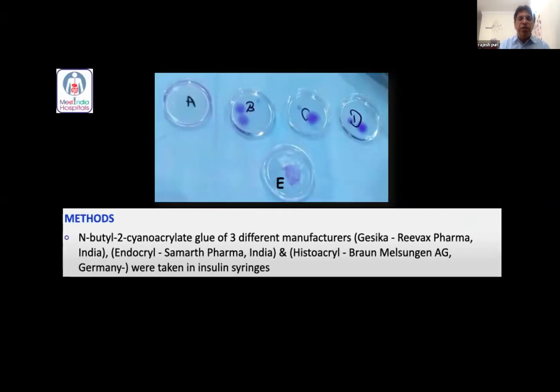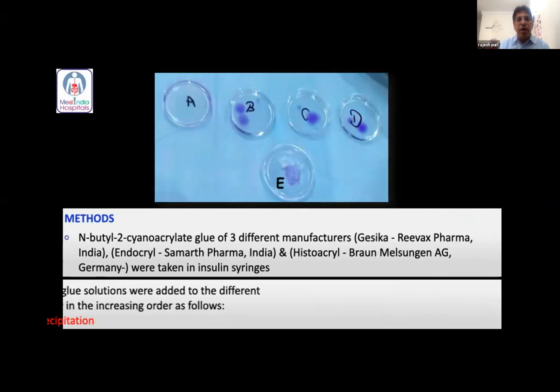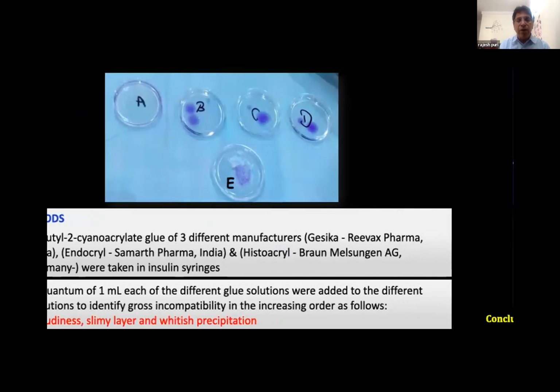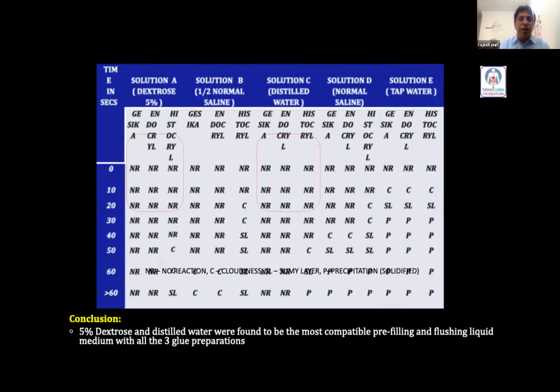And he tested 3 different manufacturers of the cyanoacrylate glue, 1 ml of each. What he has shown is that 5% dextrose and distilled water were found to be most compatible for pre-filling and flushing the liquid medium with all 3 types of glue preparation. So this is important: whenever we are planning, rather than using saline, we should use distilled water or 5% dextrose.